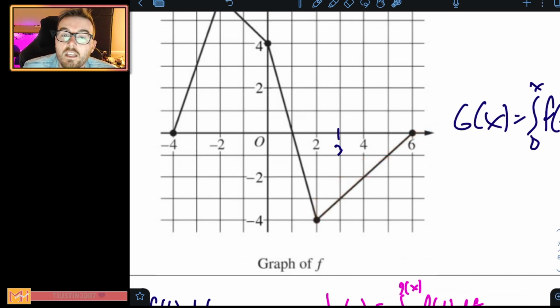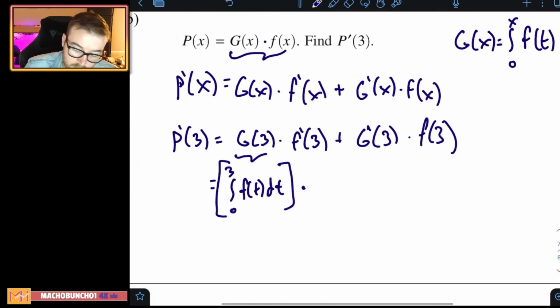So the slope is 1. So at this particular point, f prime of 3 is equal to 1. So that's just times 1. Beautiful. Plus g prime of 3.